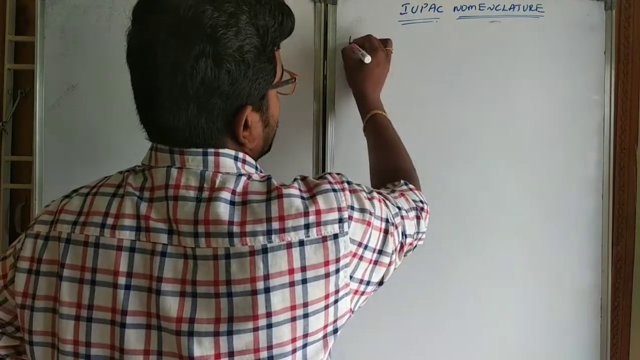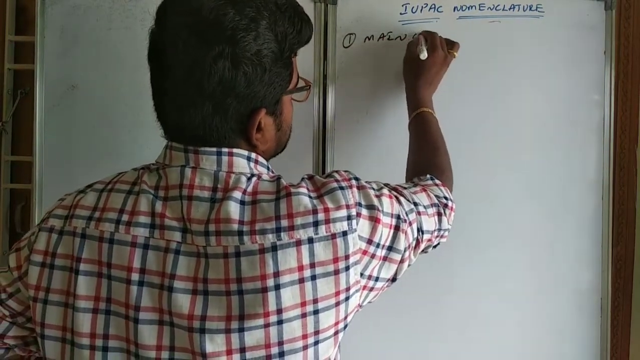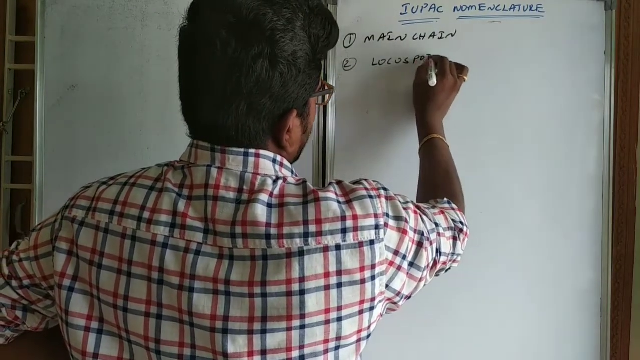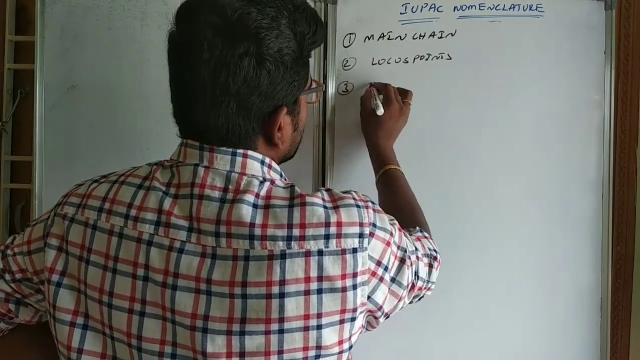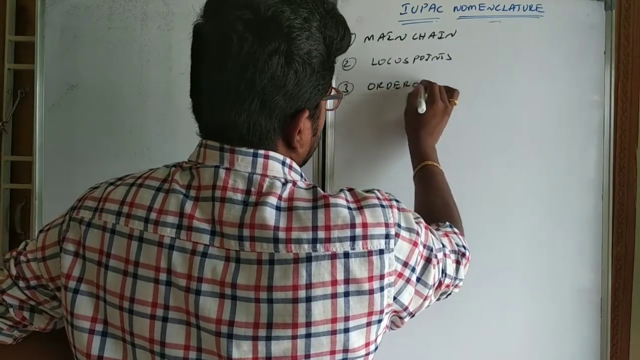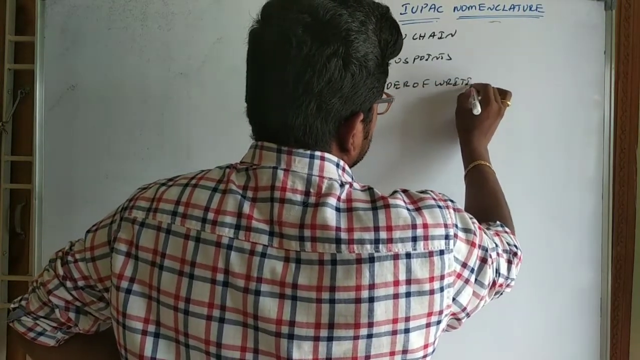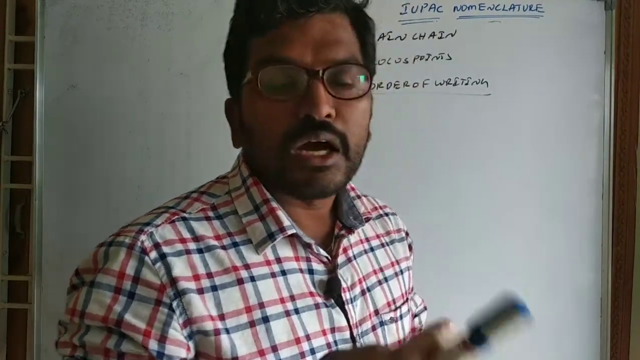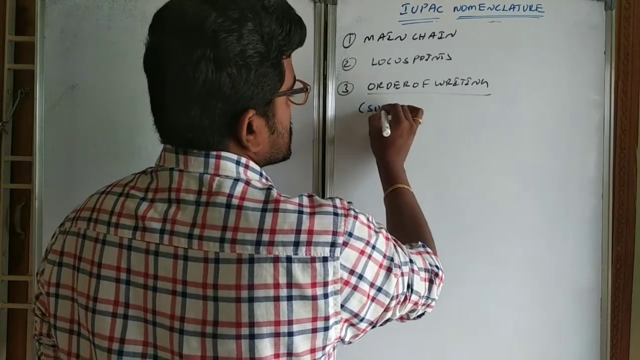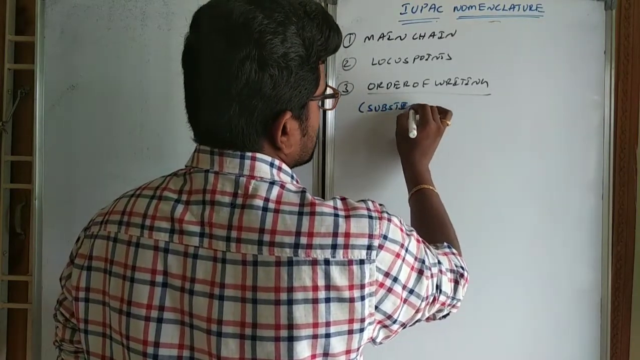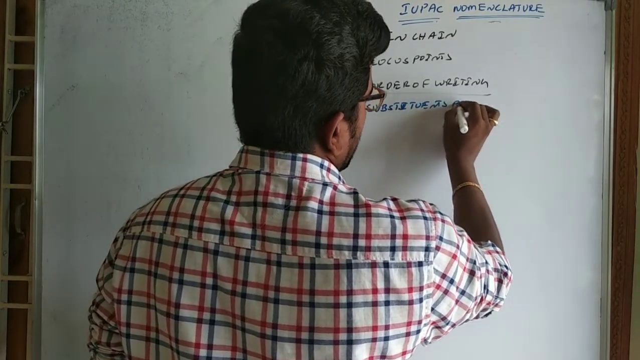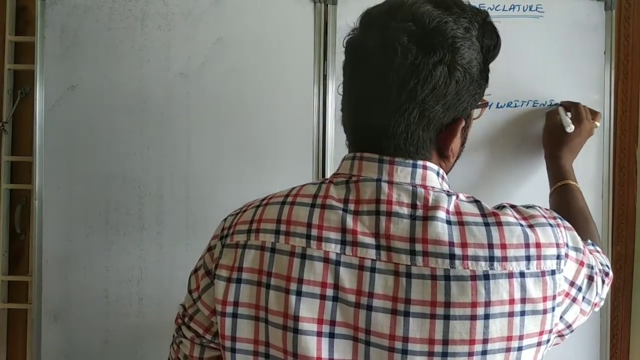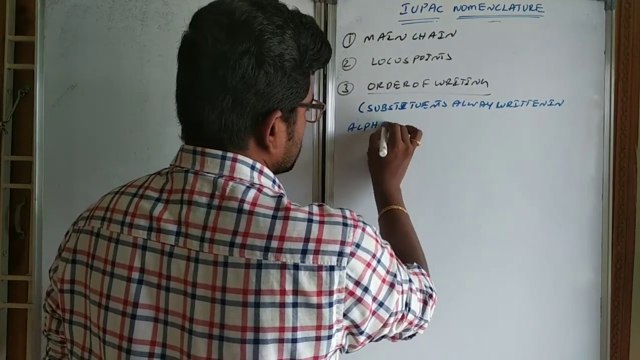So whenever you are writing IUPAC nomenclature, main chain is over, locus points over. Next, order of writing. Order of writing means when substituents are there, how to write them: substituents are always written in alphabetical order.